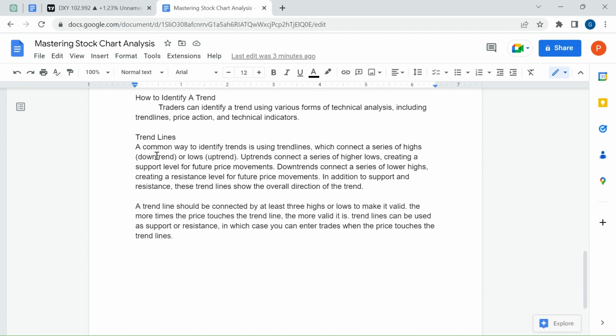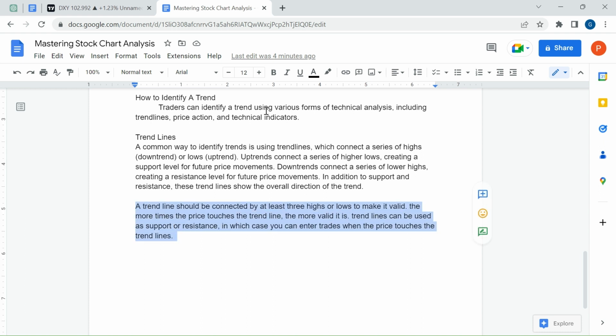So, trend lines. A common way to identify trends is using trend lines, which connect a series of highs for downtrends or lows for uptrends. Uptrends connect a series of higher lows, creating a support level for future price movements. Downtrends connect a series of lower highs, creating a resistance level for future price movements. In addition to support and resistance, these trend lines show the overall direction of the trend.